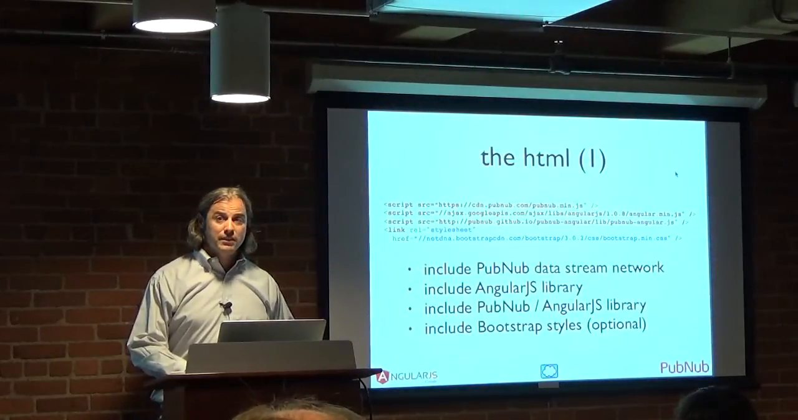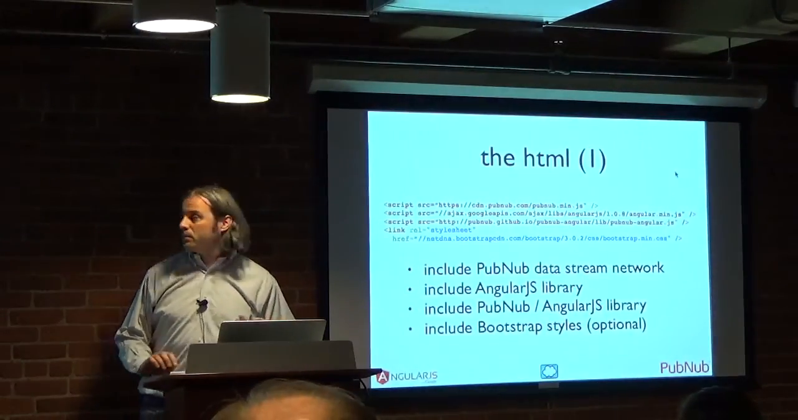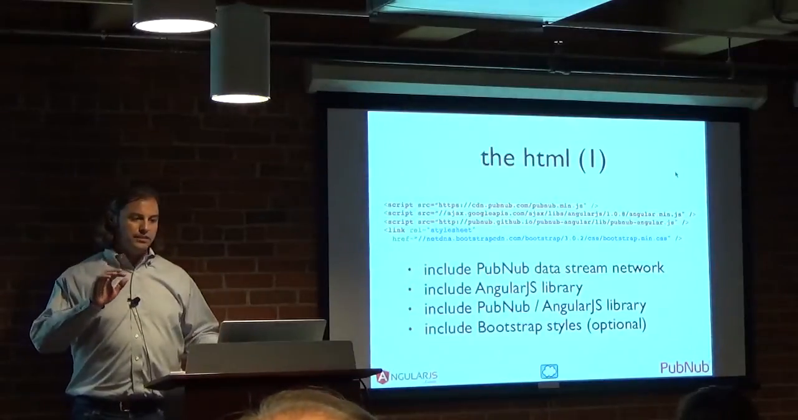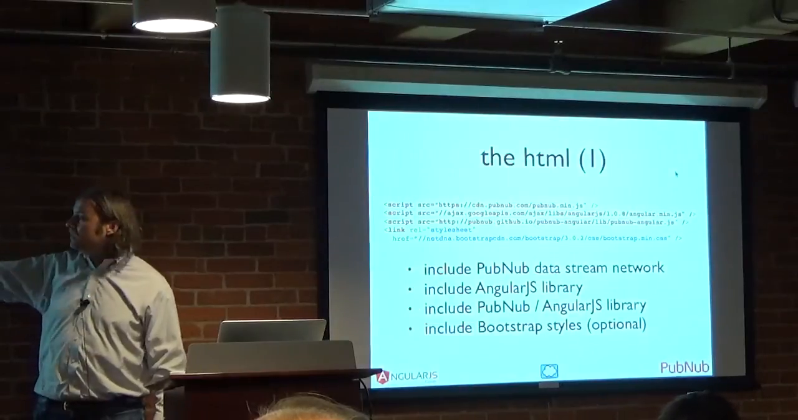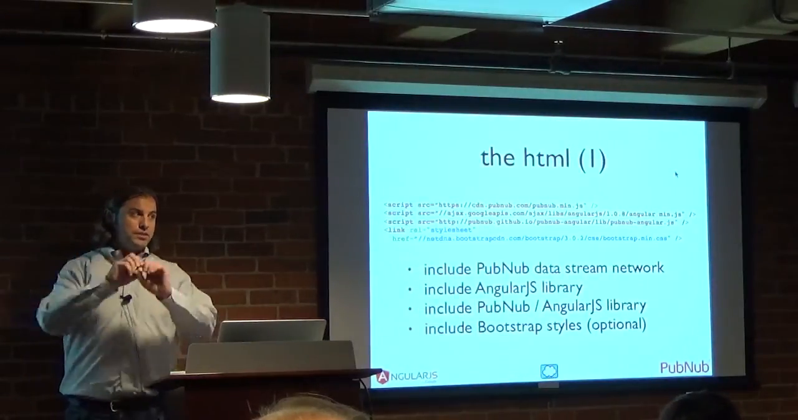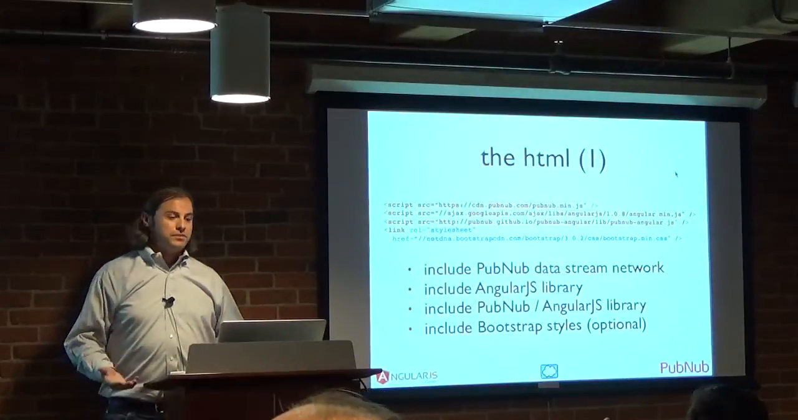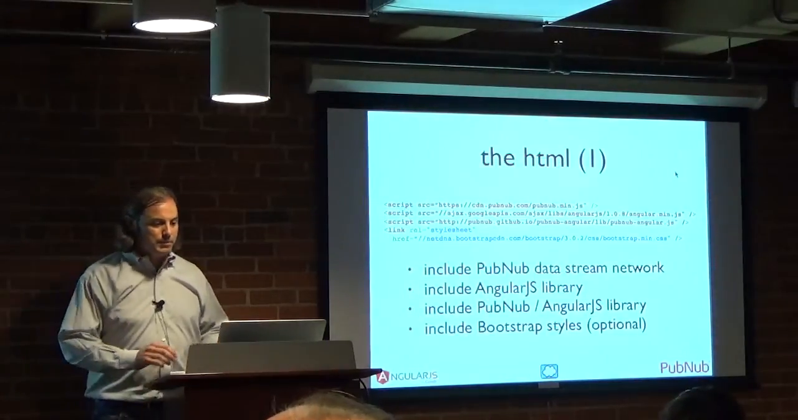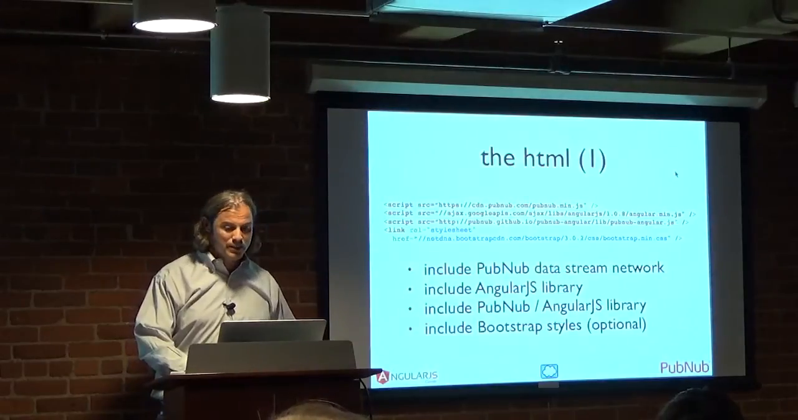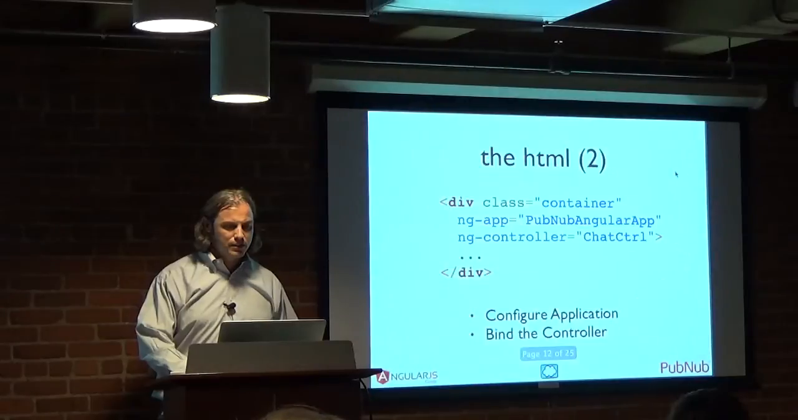Is it okay if I dive into the HTML? Okay. So at the top of the HTML document, in this 99-line file, we have some script tags. You have to include the PubNub data stream network, so this is just giving you the JavaScript library to access that. Include AngularJS, of course. Include the PubNub AngularJS adapter library, and then include Bootstrap styles, even though I'm not making tremendous use of them here just yet. They're there if you need them, and support responsive design and all that goodness.